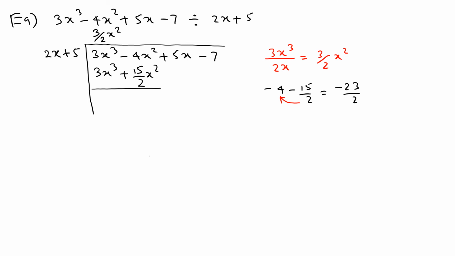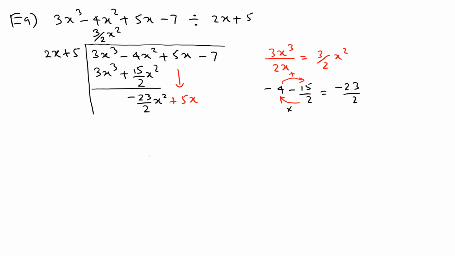So you're going to multiply and then add. That's what we do. First multiply and then add. So you get negative 23 over 2. So that means that's the number you're going to get here. So it is negative 23 over 2 x squared. And then again, bring the next number down. So it is plus 5x.